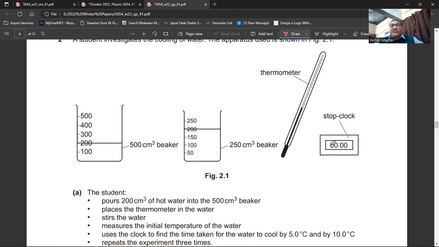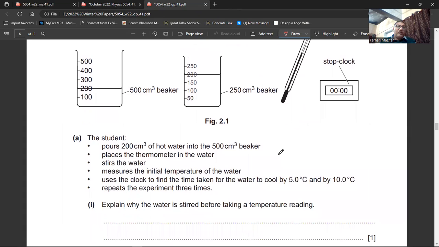And we have a thermometer and a stop clock. The student pours 200 cm³ of hot water into the 500 cm³ beaker, places the thermometer in the water, stirs the water, measures the initial temperature of the water, and uses the clock to find the time taken for the water to cool by 5 degrees centigrade and by 10 degrees centigrade. Repeats the experiment 3 times.